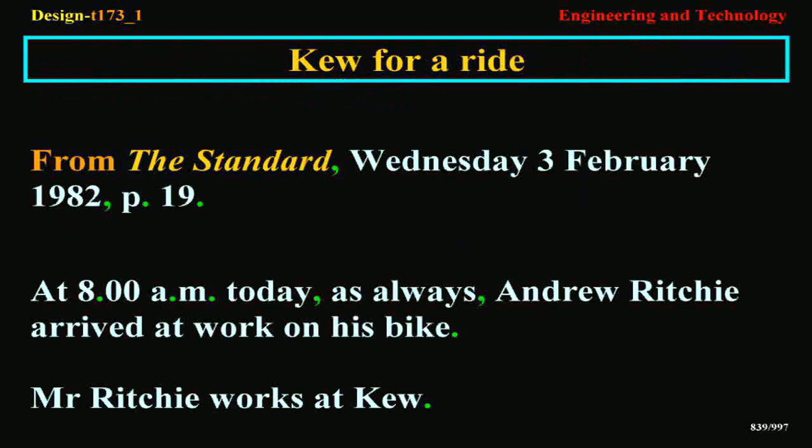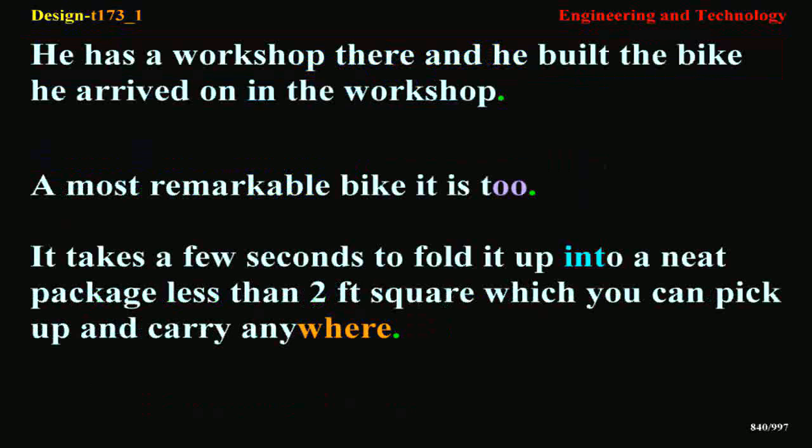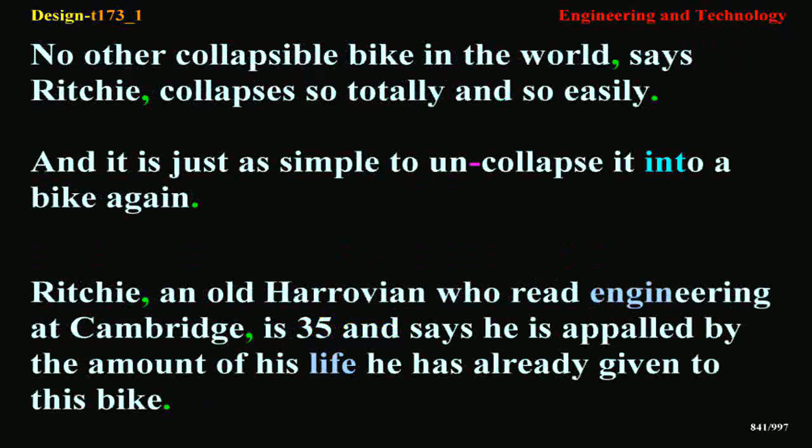At 8:00 a.m. today, as always, Andrew Ritchie arrived at work on his bike. Mr. Ritchie works at Q. He has a workshop there and he built the bike he arrived on in the workshop. A most remarkable bike it is too. It takes a few seconds to fold it up into a neat package less than 2 feet square which you can pick up and carry anywhere. No other collapsible bike in the world, says Ritchie, collapses so totally and so easily. And it is just as simple to uncollapse it into a bike again.